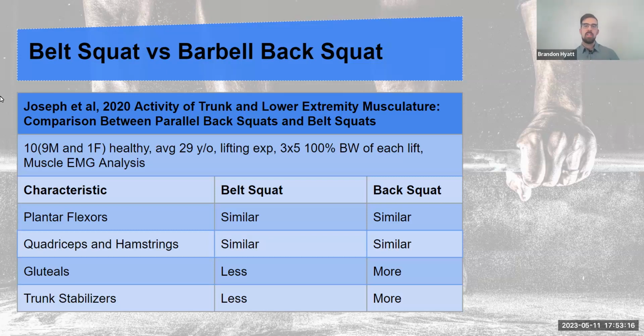And if belt squats were to replace the back squats in the workout, they suggest that you do additional exercises to target the gluteus maximus, because in the belt squat, there's less gluteal work. So that's the results from this study.